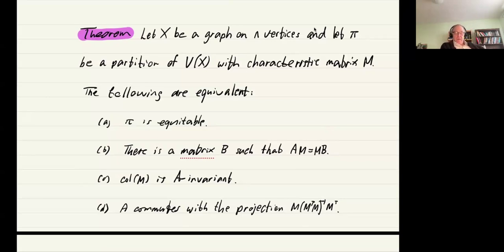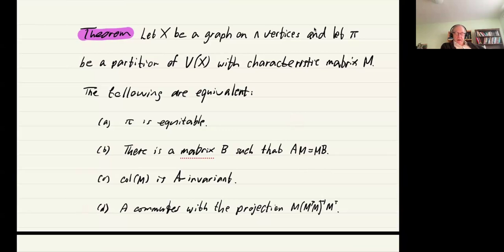Now, the other thing this tells us is if you apply A to a column of M, then you get a linear combination of columns of M. But the columns of M are 0-1 vectors that sum to the ones vector. So the vector A applied to a column of M is constant on the cells of the partition. And that translates into the definition of equitable I gave you earlier. Okay, so that's those two.